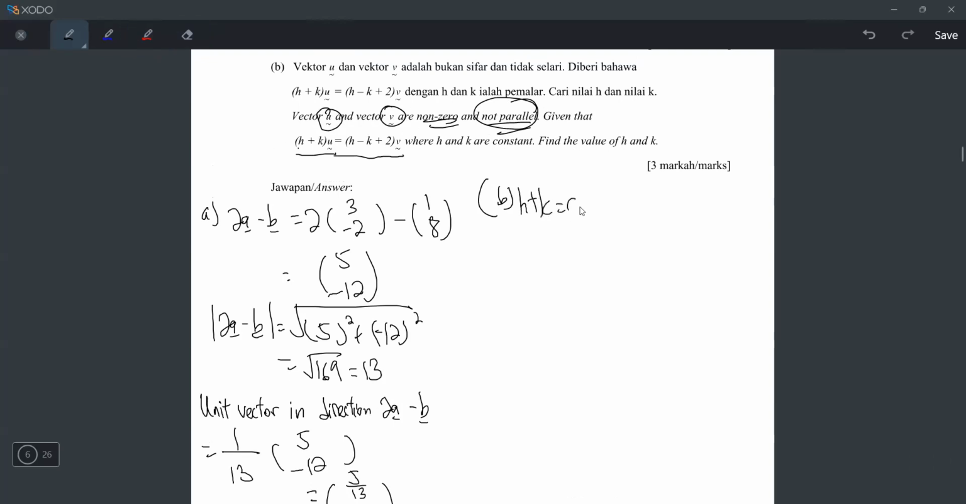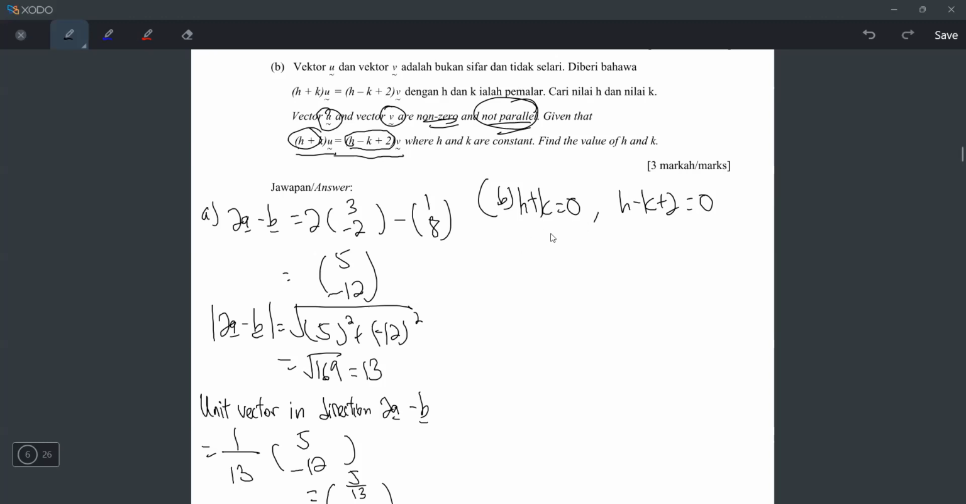So h plus k equals 0 because that's the coefficient of u, and then the other one is h minus k plus 2 equals 0. Don't take the v, you only take the coefficient equals 0. You can only do this when they say non-parallel. Because if they say non-parallel, then confirm like this already. And now what you do is simultaneous.